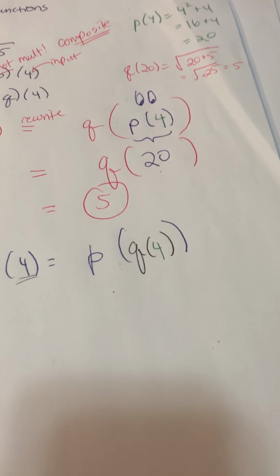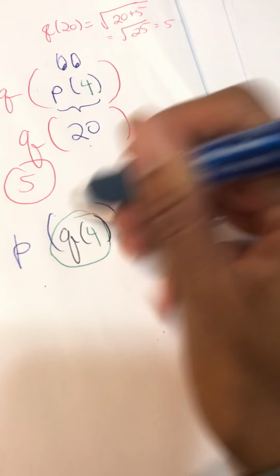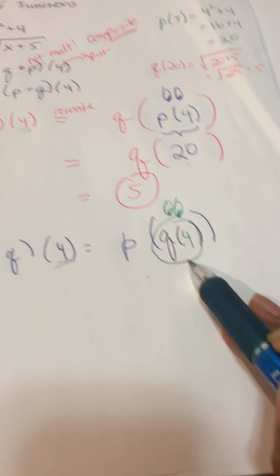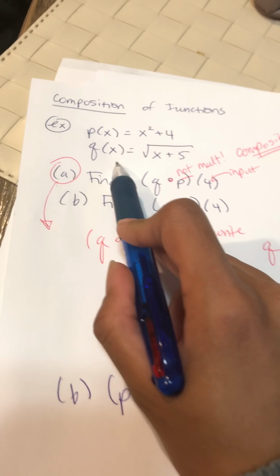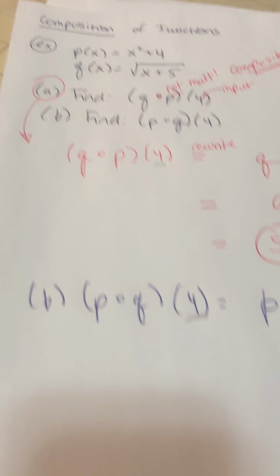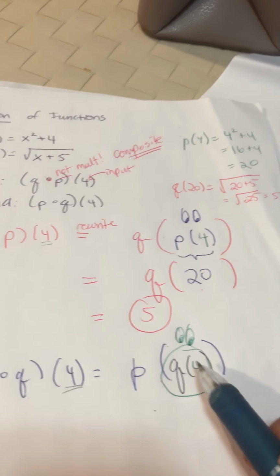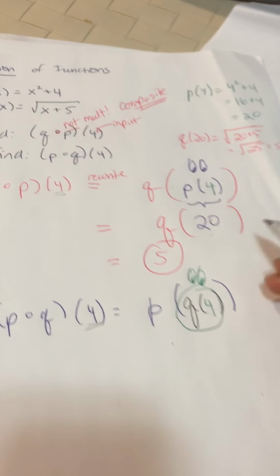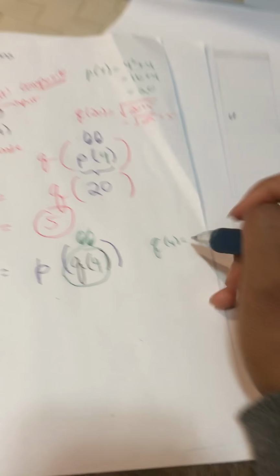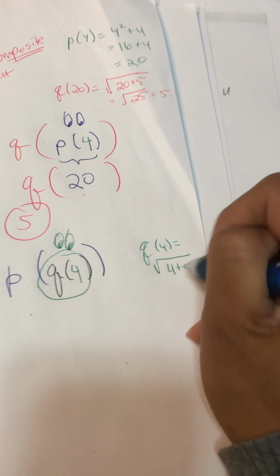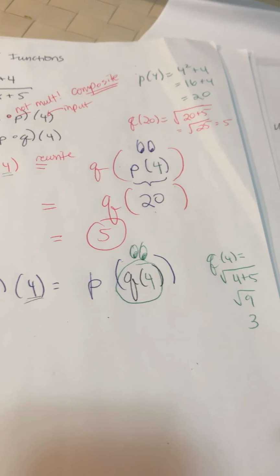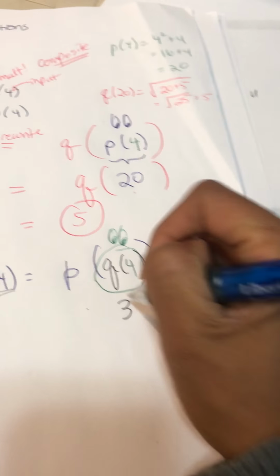Again, order of operations: we work on the inside parentheses first. I only look at this part right here. Q of 4, what is Q of 4? If I plug 4 in for x here, I get the square root of 4 plus 5. That gives me the square root of 9, which is just 3. So Q of 4 is now equivalent to the number 3.